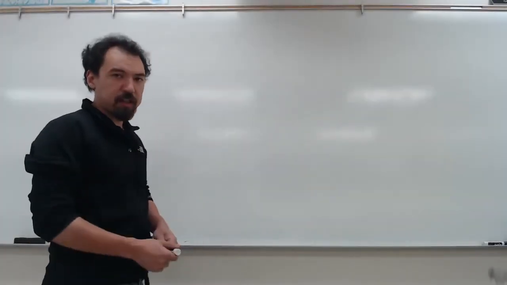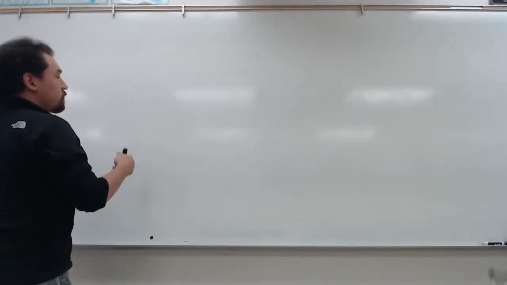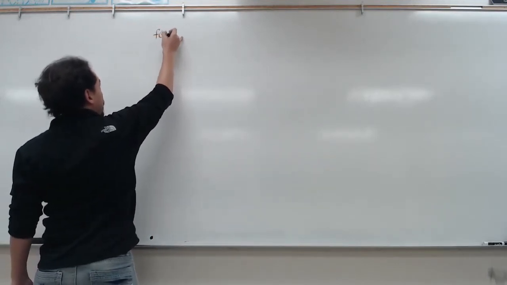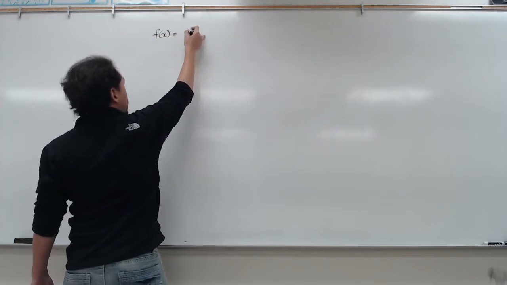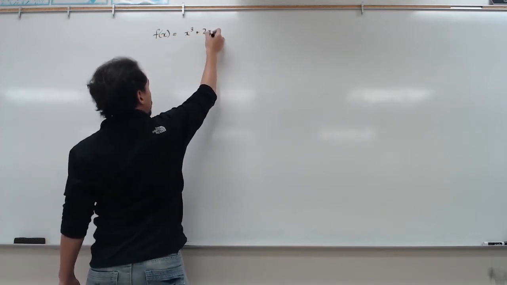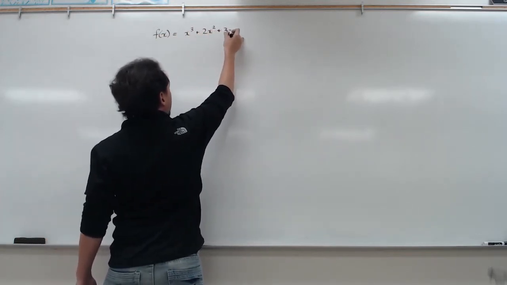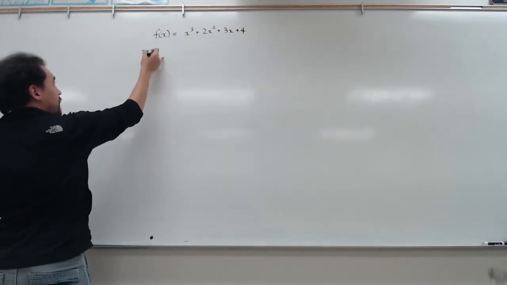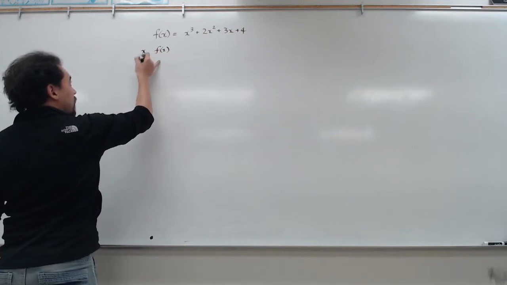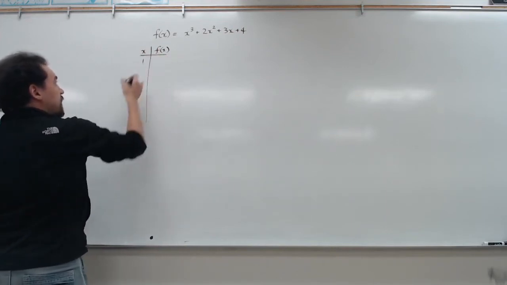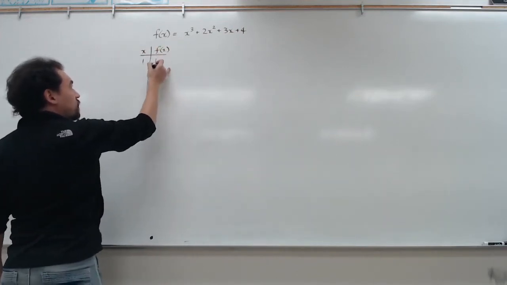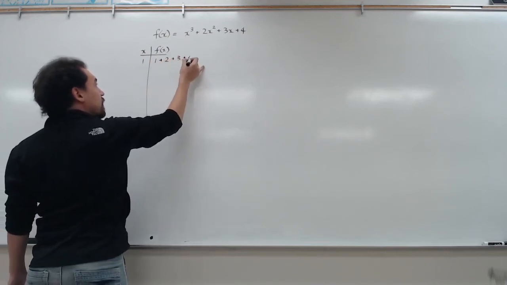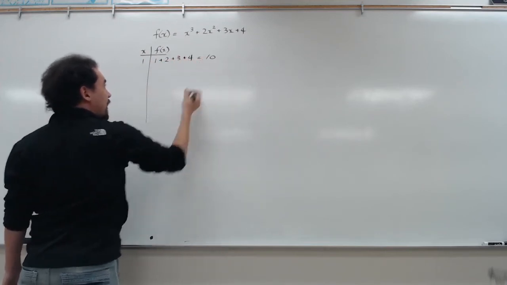Now, let's start a discussion that's eventually going to lead up to what we're going to call end behavior. So we'll start with an example function, f of x equals x cubed plus 2x squared plus 3x plus 4. We're going to make a table. We're going to say x and f of x. So we'll start with x equals 1. So I plug in 1 cubed is 1, then 2 times 1 squared, then 3 times 1, then just 4. Add them all up, I get 10.